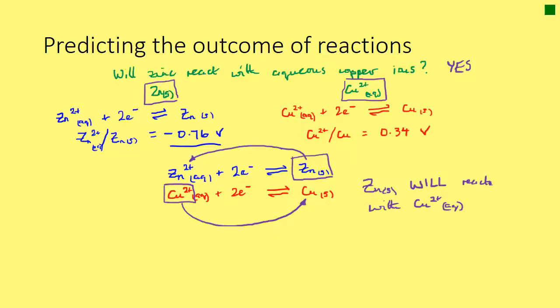Okay, the next part of the video lesson is predicting the outcome of reactions. And you might be given a question about a reaction such as, will zinc react with aqueous copper ions? Or, for example, will silver react with aqueous magnesium ions? So that's what we mean by this sort of reaction. It's a redox reaction, and we have to predict yes or no whether the reaction that we've been given will happen or not.